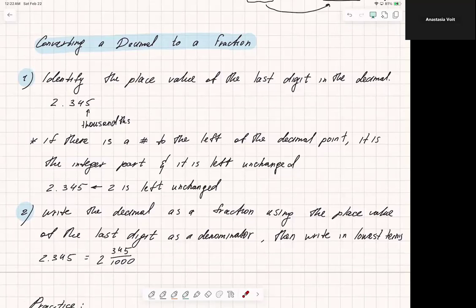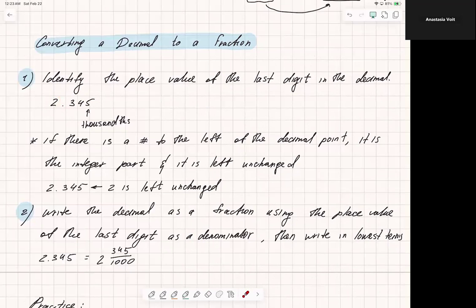So now, if there is a number to the left of the decimal point, it is the integer part. So this would be the integer part, and it is left unchanged. We don't do anything with that. So if there is a 0 point, something like this, 0.345, there is no integer here, right? So we'll just write this 345 as the numerator for our fraction. But if there is an integer here or a number to the left of the decimal point, that would be our whole number.